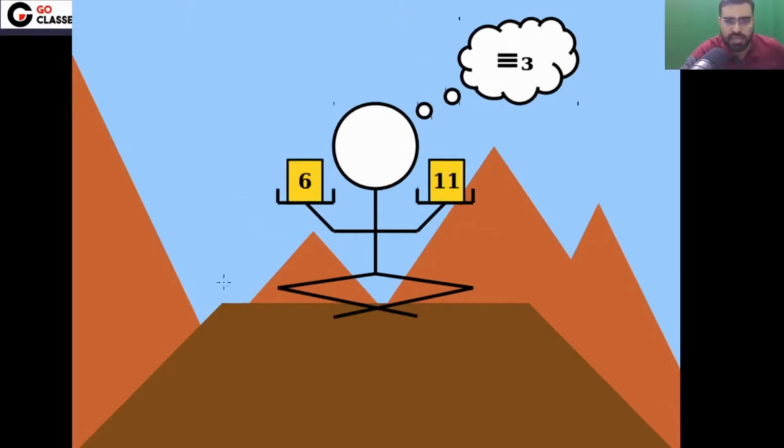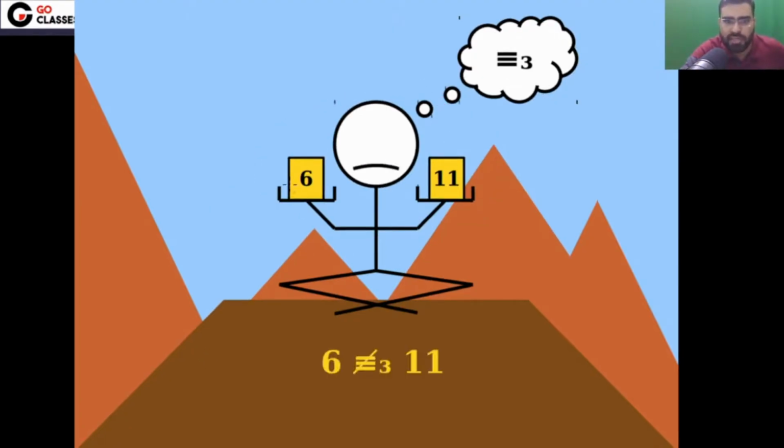So yes. Next, let's see this. What about 6 and 11? When you divide by 3, will they give you the same remainder? The answer is no. They are not related because this will give you remainder 0, and this will give you remainder 2.